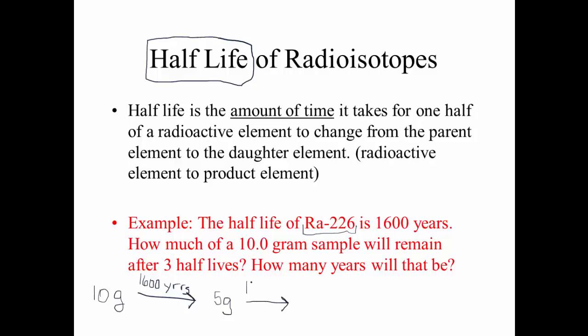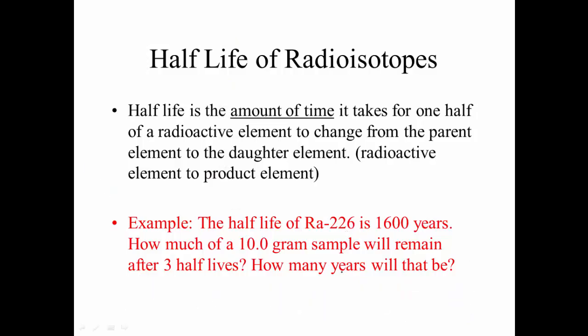The second half-life is another 1600 years. So that amount of time for radium-226 doesn't change. Each half-life is still 1600 years. But now we're going from 5 to half of that. So now we get to 2.5 grams remaining. And again, we undergo 3 half-lives. That's what the problem says here, 3 half-lives. So we're going to wait yet another 1600 years, and half of that will remain, 1.25 grams. So your final mass after the 3 half-lives is 1.25 grams.